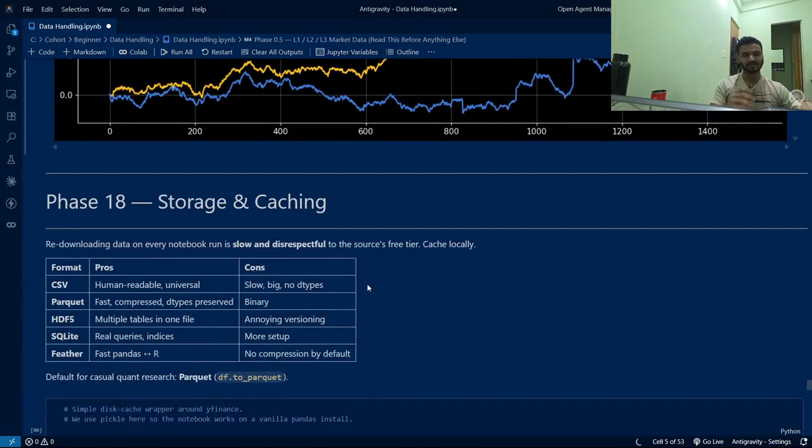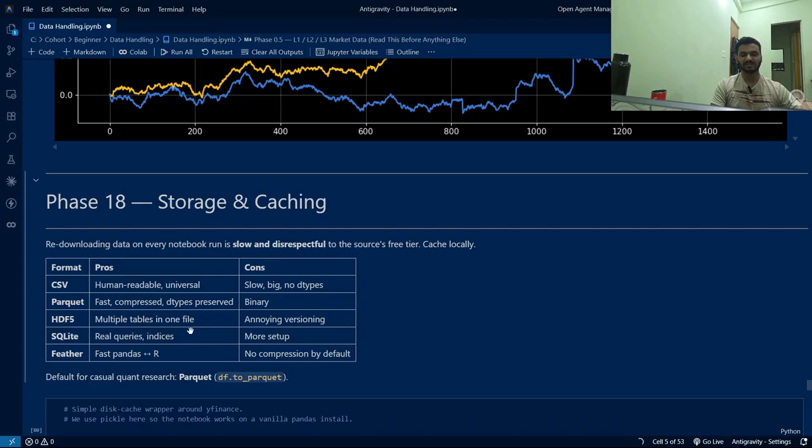Now, storage and caching. Re-downloading data on every notebook is slow and disrespectful. The source is free tier. Cache locally. How do you do that? Using CSV files. The pros are human readable, universal. Con, it's big, slow, and no dtypes. Personally, I do use mostly Parquet files. It's fast, compressed, dtypes preserved. Con is only that it's binary.